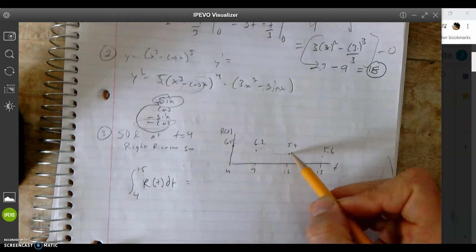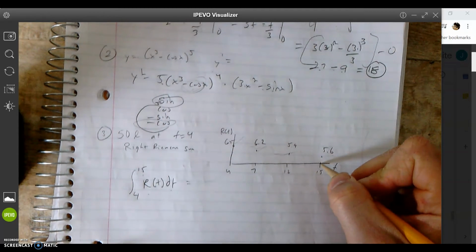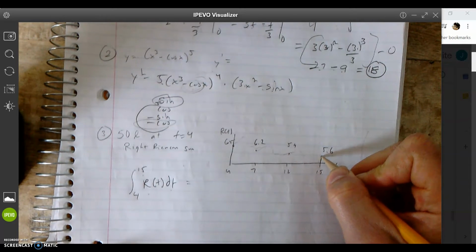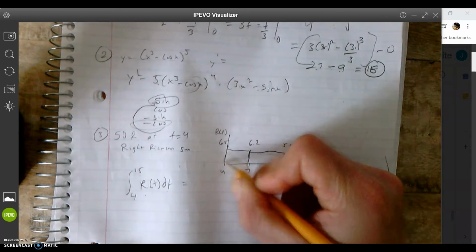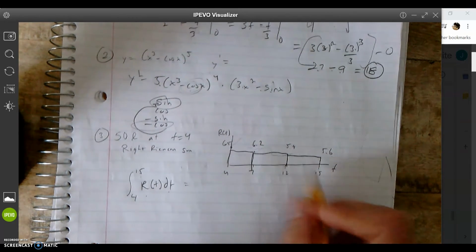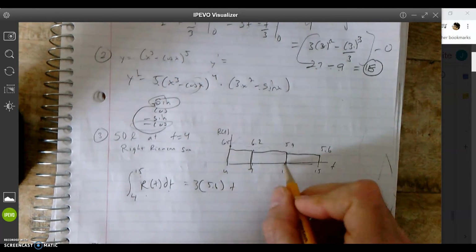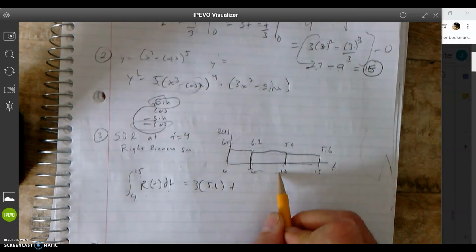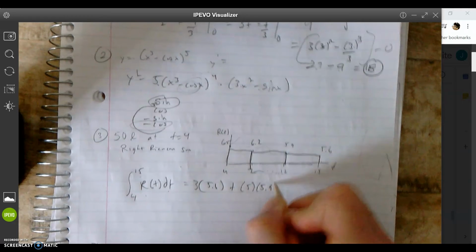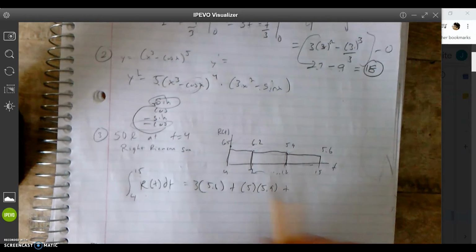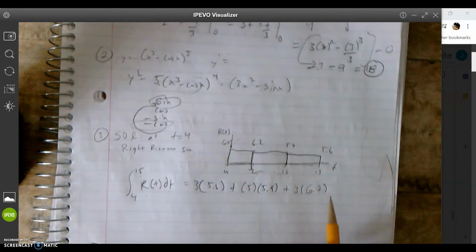So I don't know what this curve looks like, but I just know these particular points. And so the area under whatever this is, is just an approximation. So you go up to 5.6 over and down, up to 5.9 over and down, up to 6.2 over and down. So those are my three. So that's going to be 3 is the base, and the height of the first one is 5.6, plus, this is 7 to 12, so 5 is the base, and then 5.9 is the top, plus the last one, 4 to 7, which is 3 is the base, and 6.2 is the top.